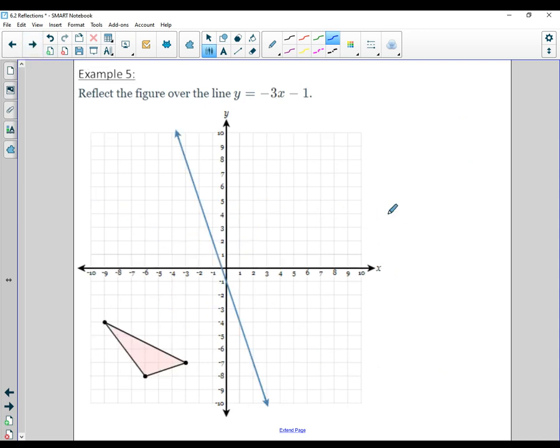So one more example, one like this. Reflect the figure of the line y equals negative 3x minus 1. Well, okay, our slope is negative 3. The opposite would be 3. But what's its reciprocal?